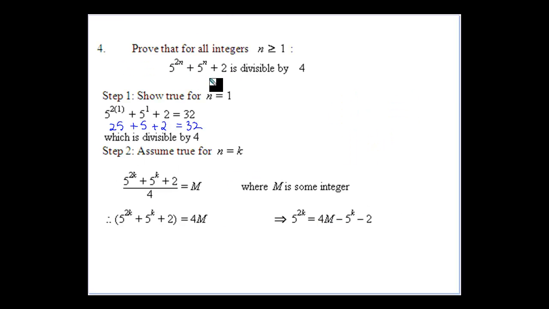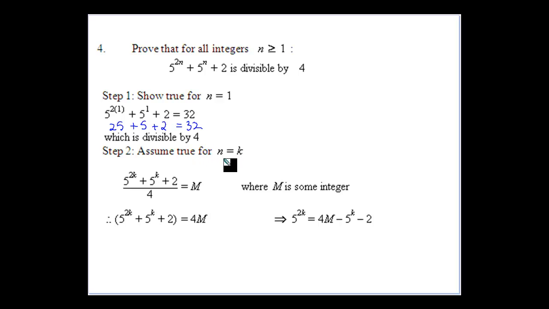Looking at the last example here, again n is going to be greater than or equal to 1, so any positive whole number. Is 5 to the power of 2n plus 5 to the power of n plus 2 divisible by 4? Again, we show it's true for n equal to 1. Throw 1 in there, it gives us 25 plus 5 plus 2, which gives us 32. That's divisible by 4, so we can see that.